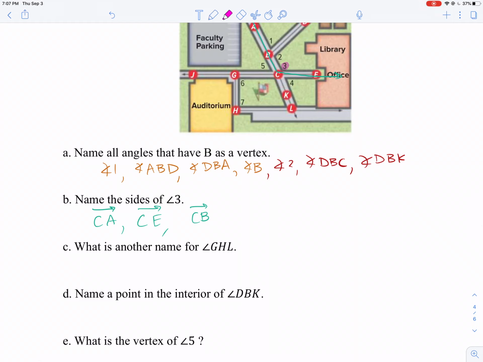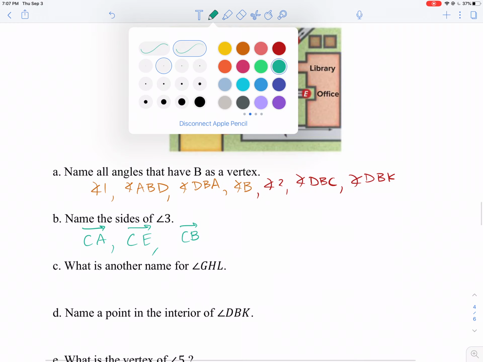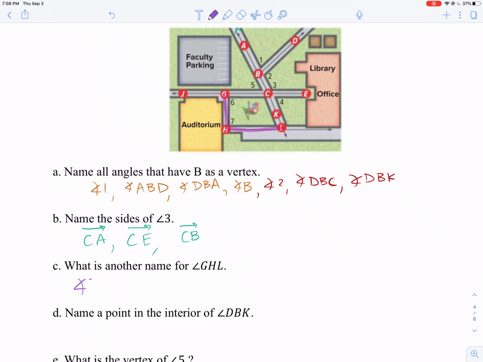Looking at the next one, we're going to say what is another name for angle GHL. So we're going to follow it, GHL. So if I look there, there's a couple options that we have. We're going to say that we have angle 7 is an option, angle LHG, so just switch in those letters. And you could also just say angle H, because in this case there's only one angle coming off of H, so we could just use H as that vertex.